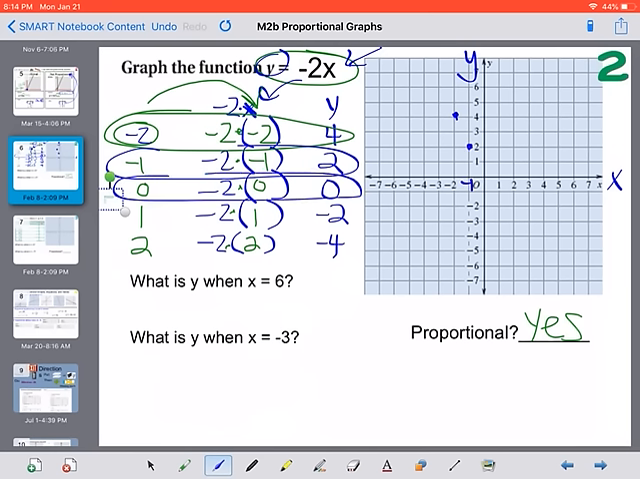Then, here's that 0, 0. That tells us it's proportional. We have the point 0, 0. It means it's right in the middle of the origin. We didn't go anywhere. Then we have the point 1, negative 2.